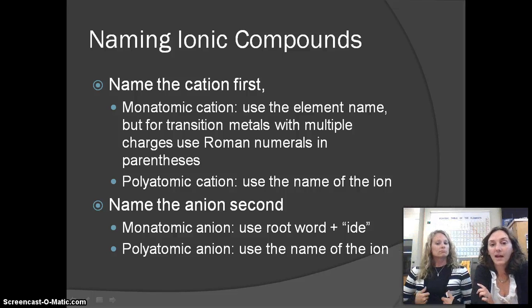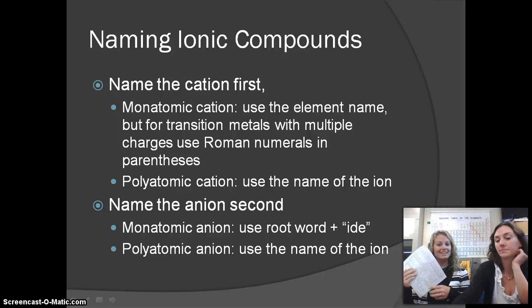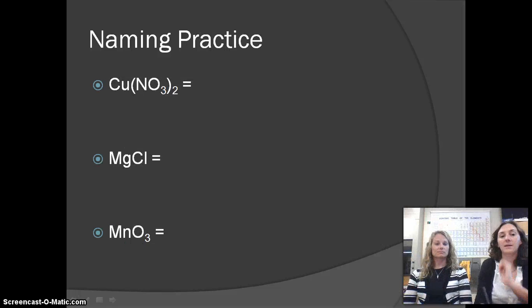Then you're going to name the anion. For the monatomics, again, you're going to use the root word and add an IDE. For the polyatomic, you're just going to use the name from your cheat sheets. Easy stuff.